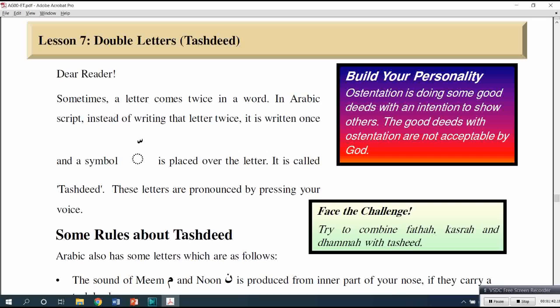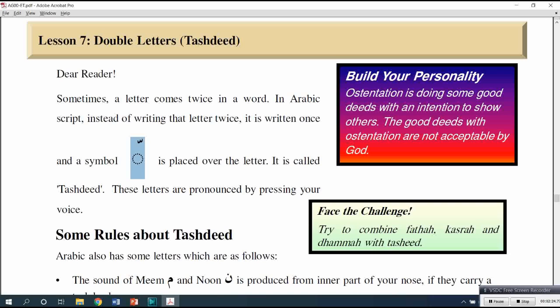It means simple. These letters are pronounced by pressing your voice, because you know that for pressure you use your voice. With examples it will be very much clear. Like in English you can say discussion, so the C and S, you call it double. So in Arabic we use this style of letter which is called double letter.